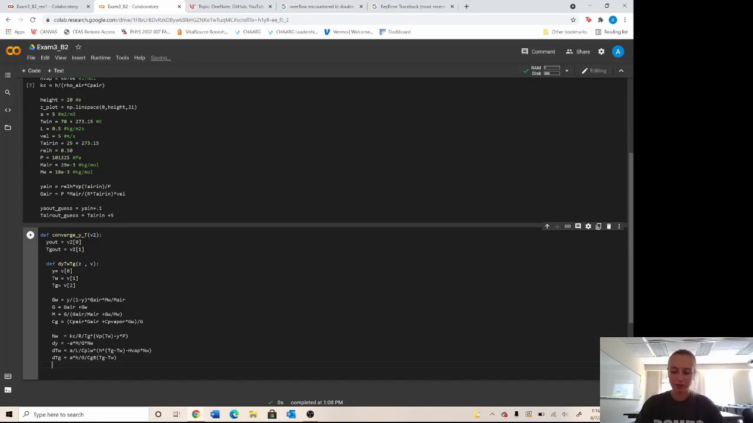Okay, and then after we have all of these typed out, we want to return all of these values. So we're going to return the change in mole fraction, change in temperature of the water, and the change in temperature of the gas.